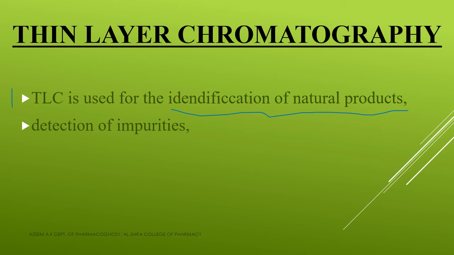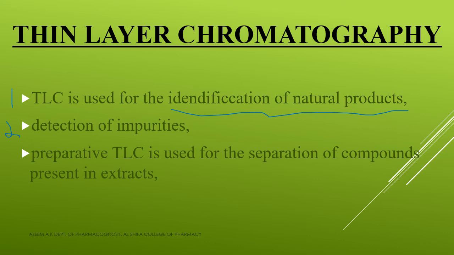The second application is the detection of impurities. If it is a pure sample, it will show only one spot, and if it is impure, it will show more than one spot. So it is used in the detection of impurities. The third application is preparative TLC, which is used for the separation of compounds present in the extract.